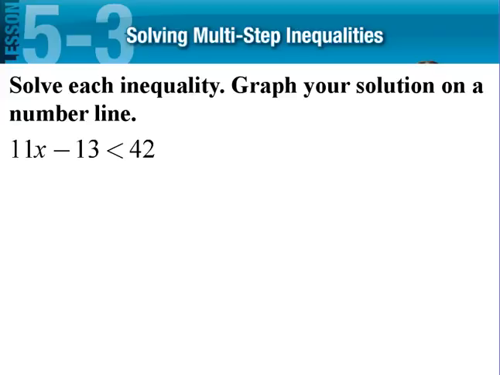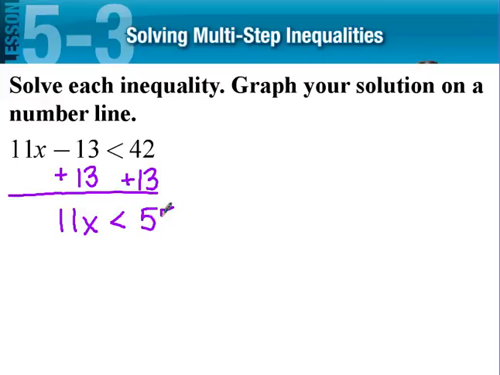And so if I gave you this equation, imagine it without the less than sign. Imagine it with an equals sign. What would be the first step that you would do? Add 13 to each side. Very good. Now when I do that, on the left side I have 11x. On the right side I have 55.